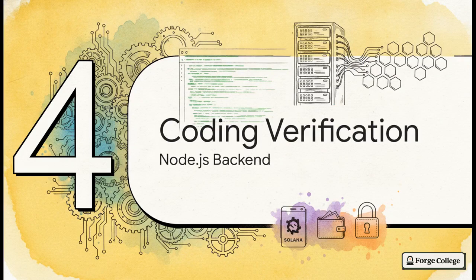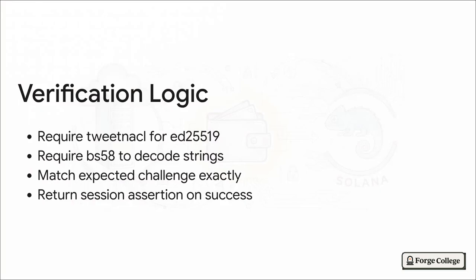Which brings us to section 4, coding the verification. Let's look at the backend. So how do we actually write this bouncer in code? Well, if you're building an Express.js backend, your verify endpoint relies on a few core mechanics. First, you're going to require tweet-knuckle. That's the engine handling the heavy lifting of the ED25519 verification.